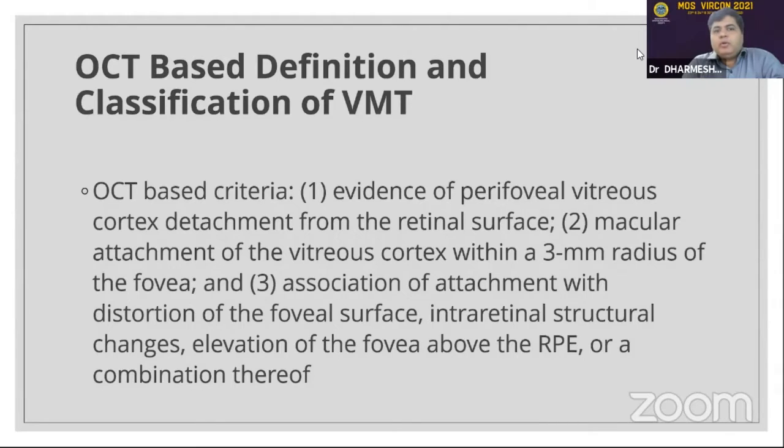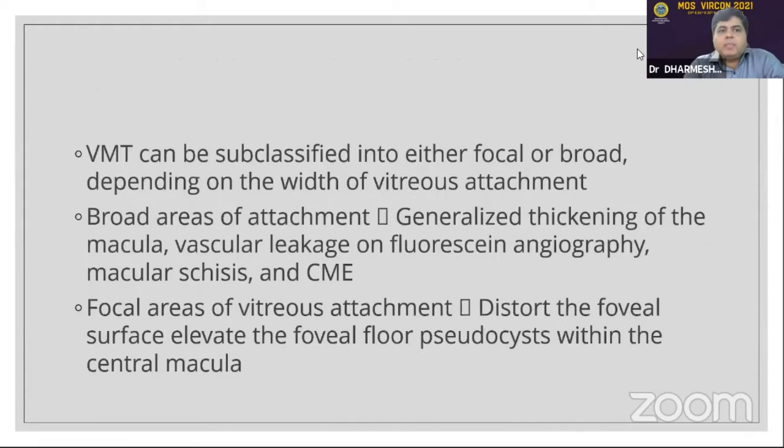And the vitreomacular traction criteria on OCT are perifoveal vitreous cortex detachment from the retinal surface, macular attachment of the vitreous cortex within a 3 millimeter radius of the fovea, and association of the attachment with distortion of the foveal surface, intraretinal structural changes, elevation of the fovea above the RPE, or a combination thereof.